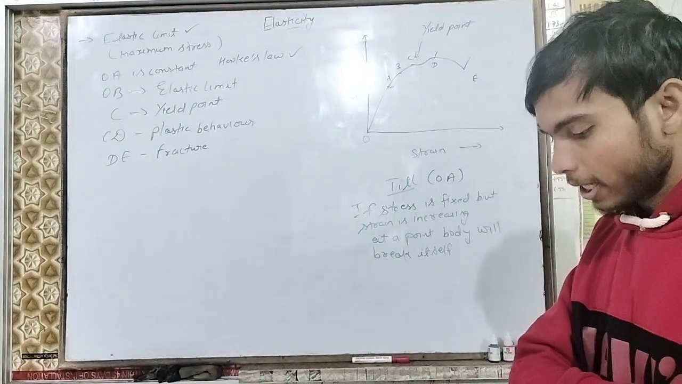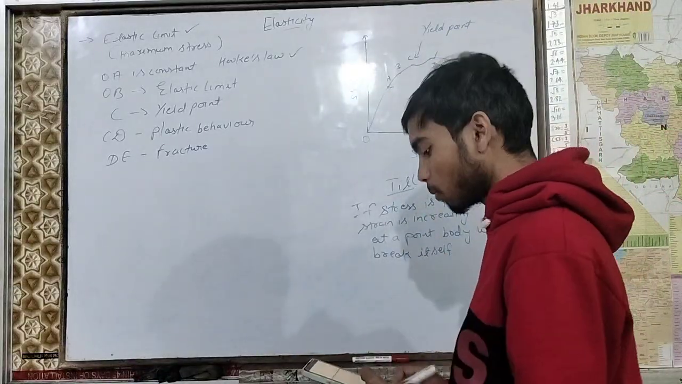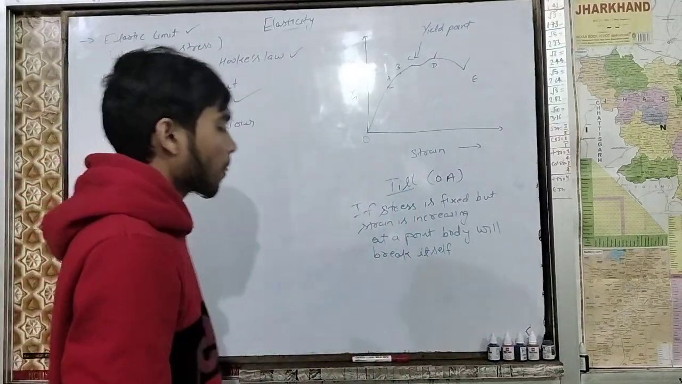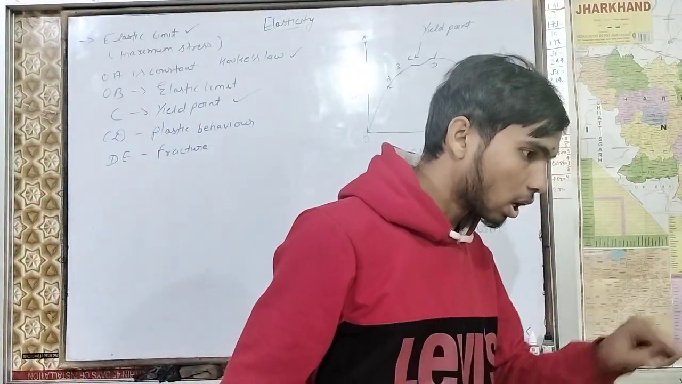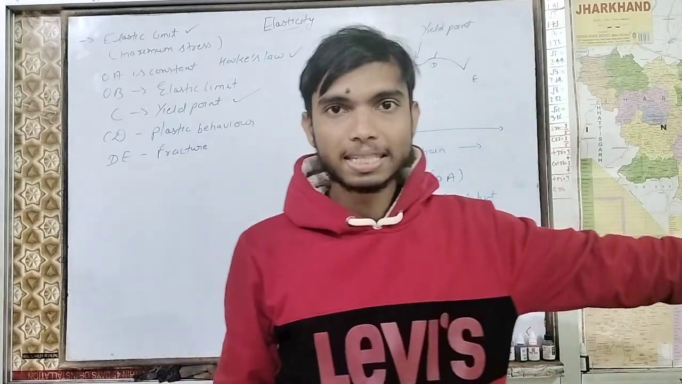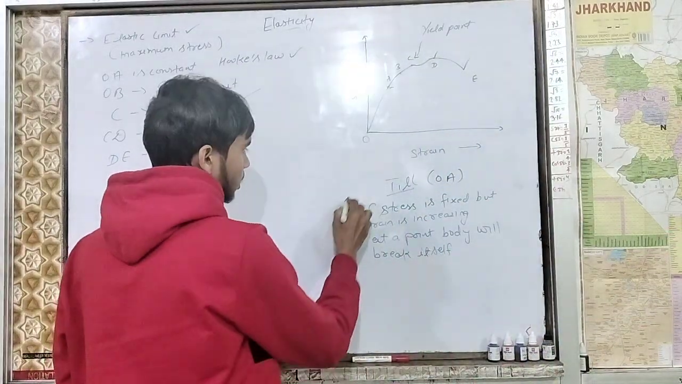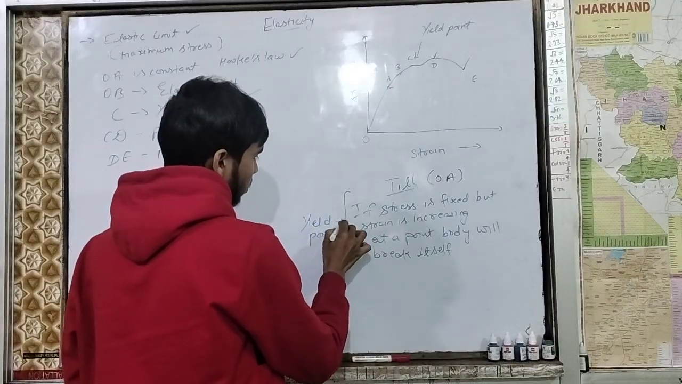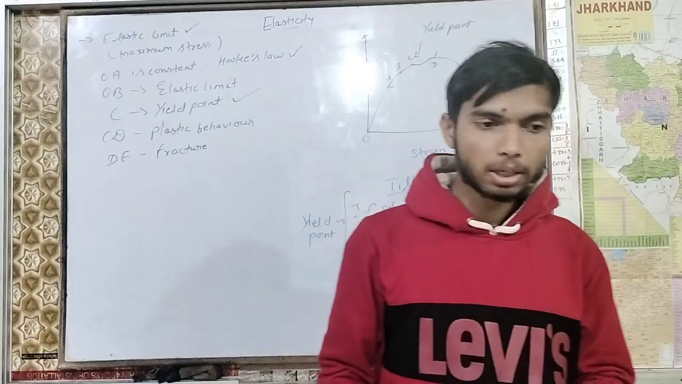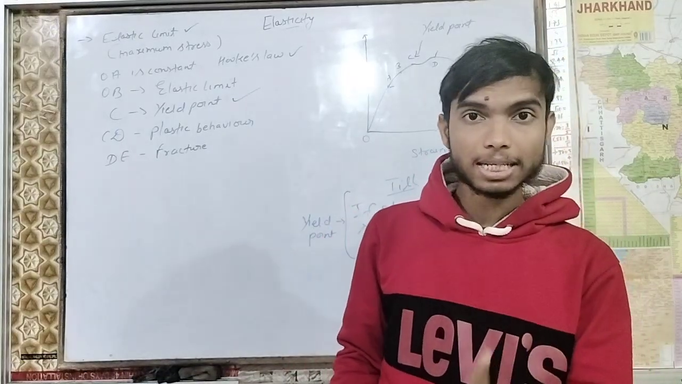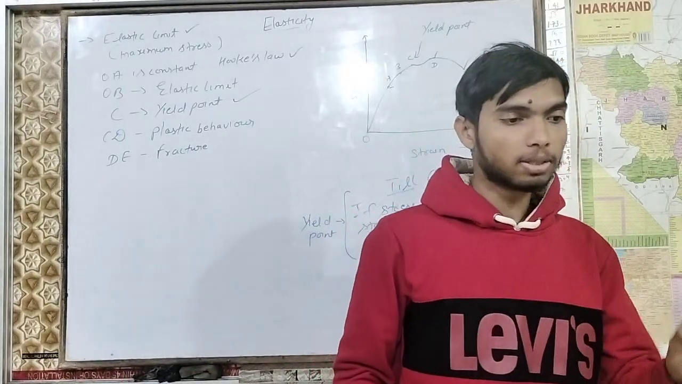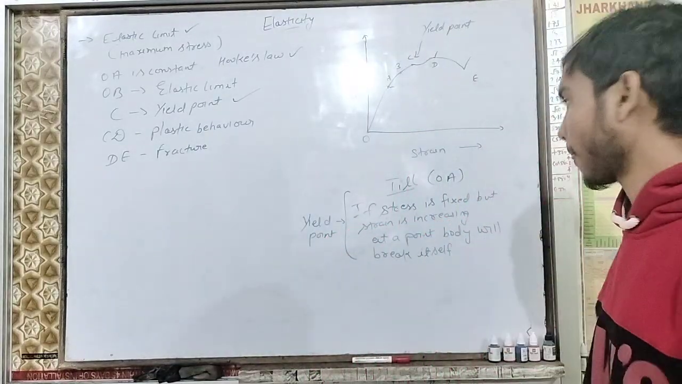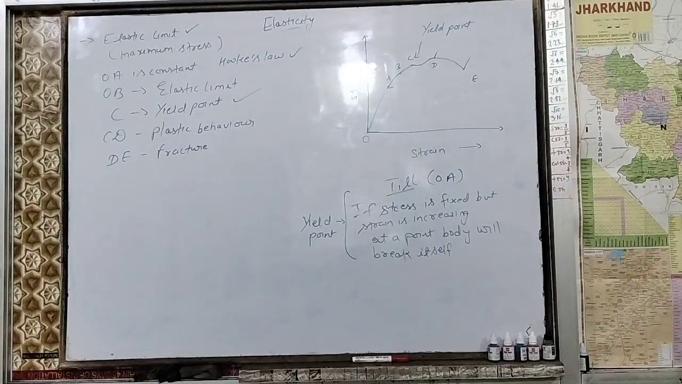The point C is called the yield point. Try to understand what the yield point is. It is telling you that around this point, strain is increasing. Yield point is a point where stress is fixed but strain is increasing. Means the thickness of the body is decreasing and the length of the body is increasing. This is the meaning of a yield point.